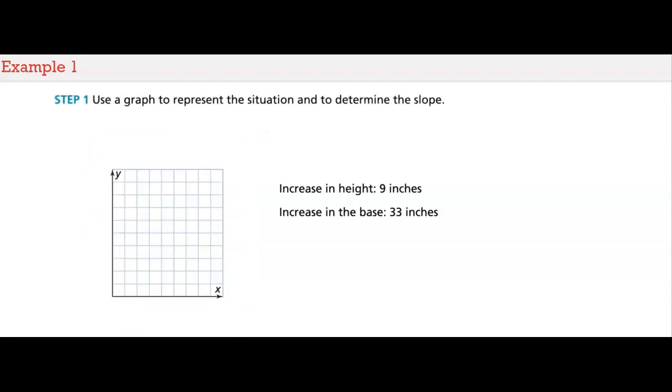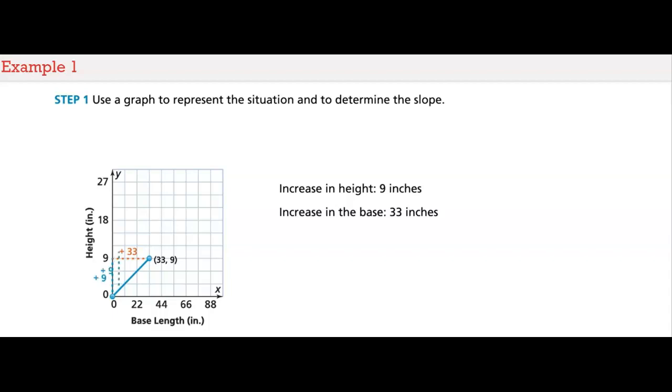The first step is to use the graph of a line to represent the situation and to determine the slope of the line. Show the height on the y-axis and the length of the base on the x-axis. We know that when the height increases by 9 inches, the base length increases by 33 inches. So the point with coordinates 33, 9 represents one possible base length and height of the ramp.